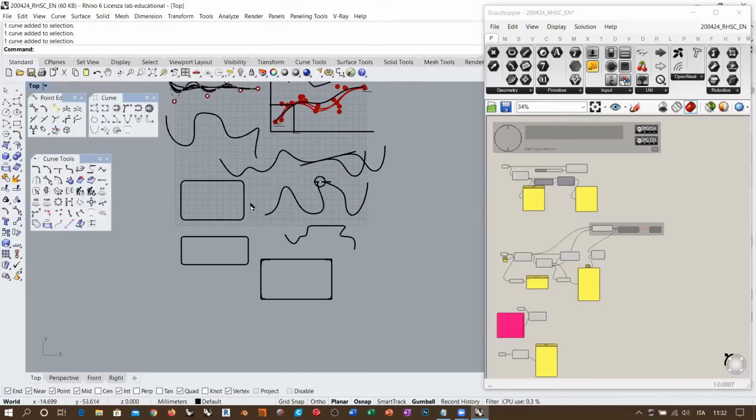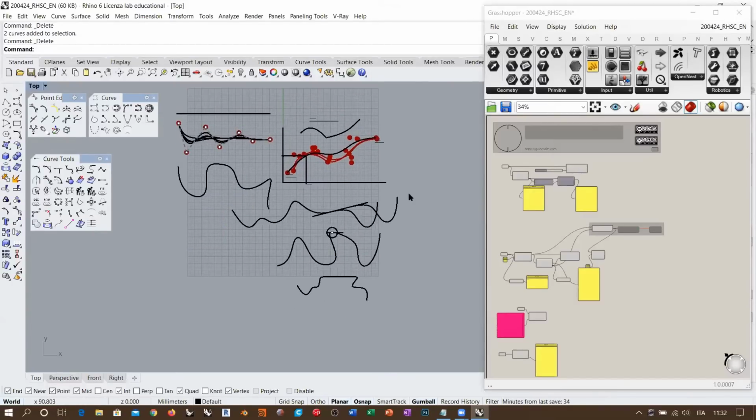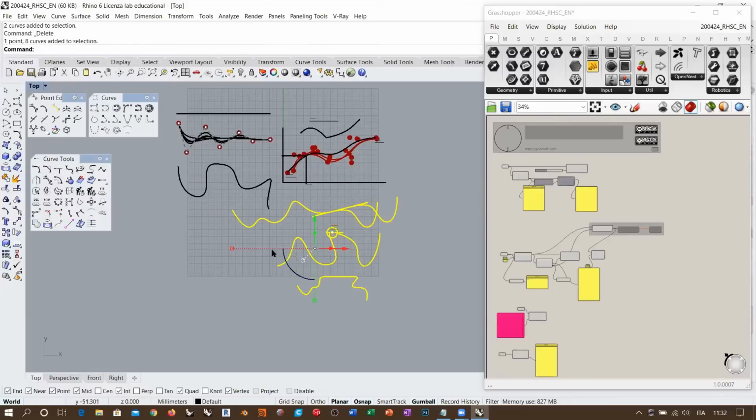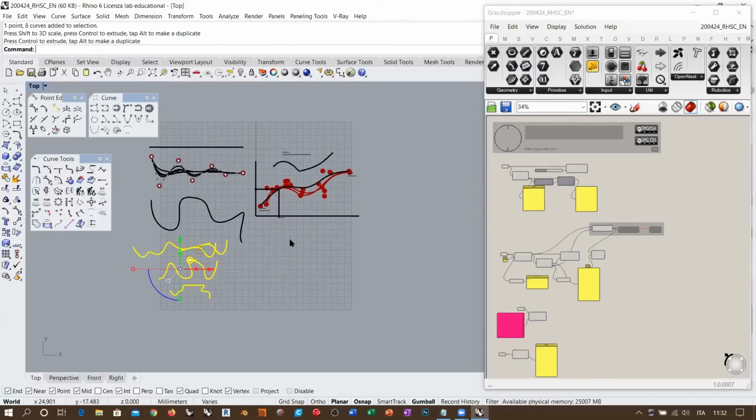So what we are going to do right now, I'm going to delete this because it's just an introduction to what we are going to do right now. And I'm going to save this scheme here. I'm going to shrink it a little and move it apart.